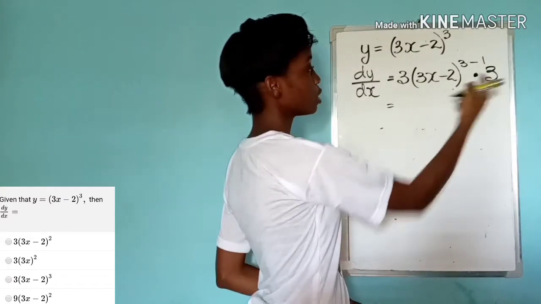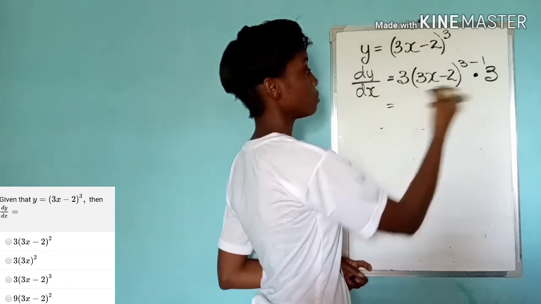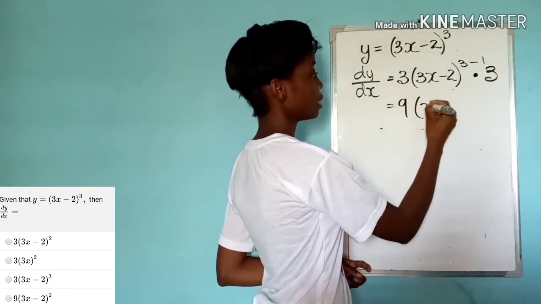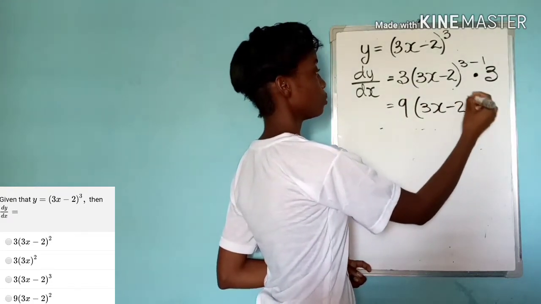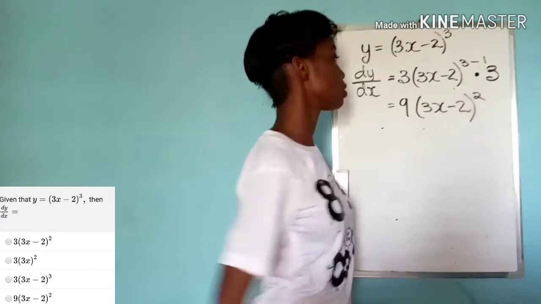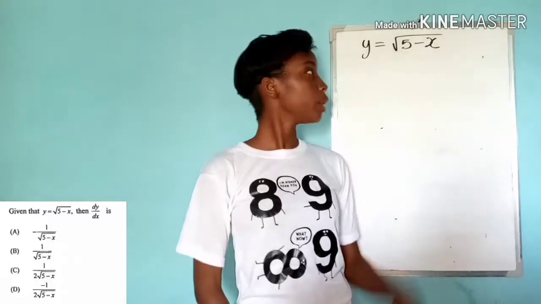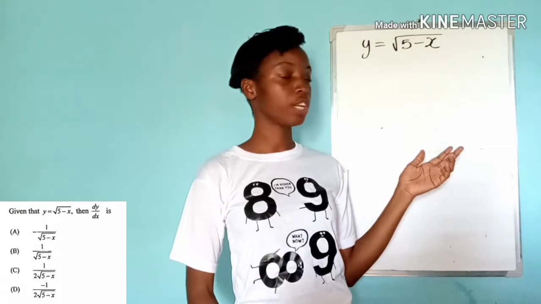Alright, and so we now multiply our constants. So 3 times 3 gives us 9 times (3x minus 2) all squared. Our next question also uses the chain rule.